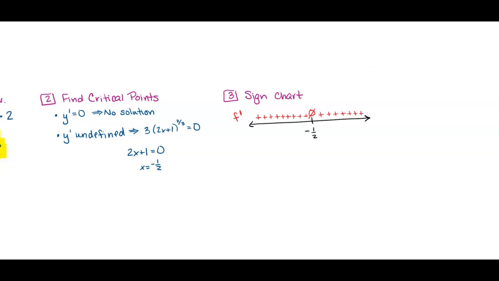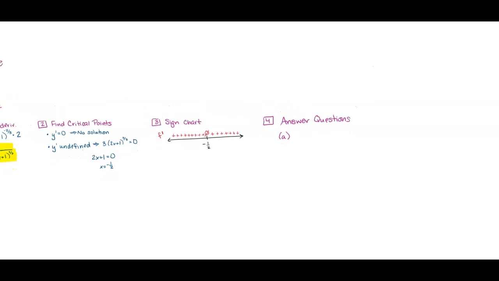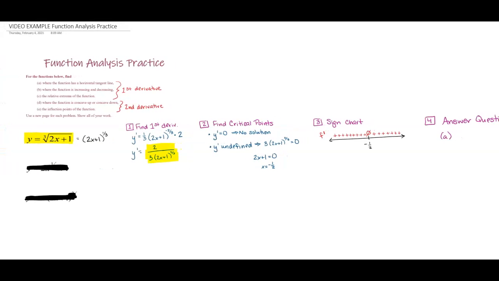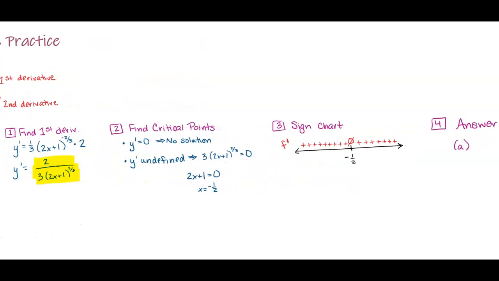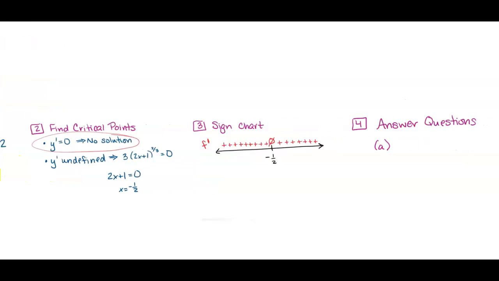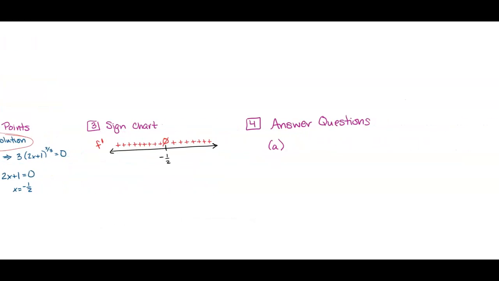Now we'll be able to answer our questions. The first question they're asking in part A is, where does this function have a horizontal tangent line? For horizontal tangent lines, we're saying, where is the slope equal to 0? Or in other words, where is the first derivative equal to 0? And we already said the answer to that has no solution. So if there's nowhere that the derivative is equal to 0, then we're not going to have any horizontal tangent lines. No horizontal tangents because the first derivative is never 0.